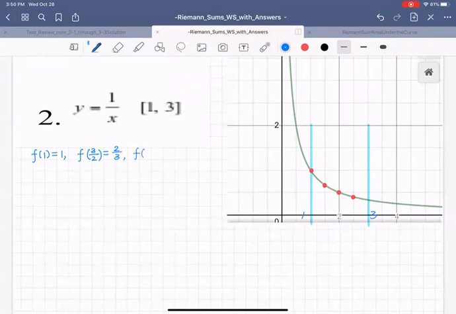And then F(2). And the next one is between 2 and 3, so that's going to be 2.5, which is 5/2, right? Yes.